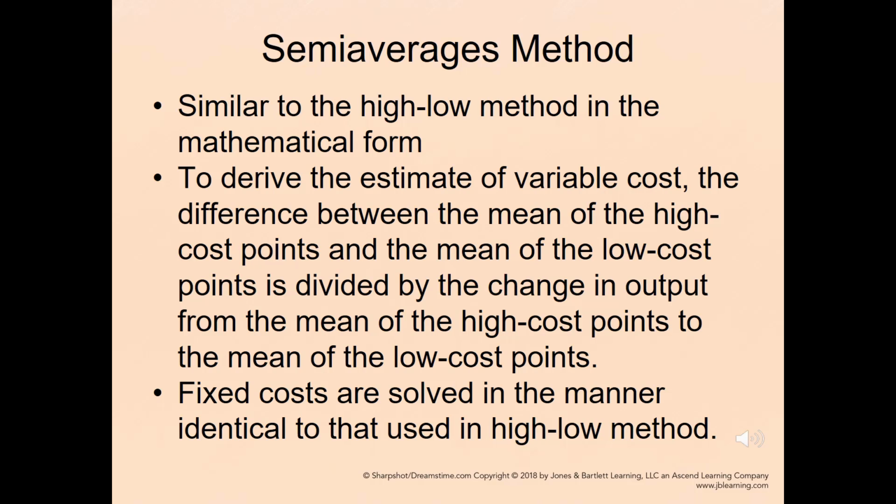The semi-averages method is similar to the high-low method in the mathematical form. To derive the estimate of variable cost, the difference between the mean of the high-cost points and the mean of the low-cost points is divided by the change in output from the mean of the high-cost points to the mean of the low-cost points. Fixed costs are solved in the manner identical to that used in the high-low method.